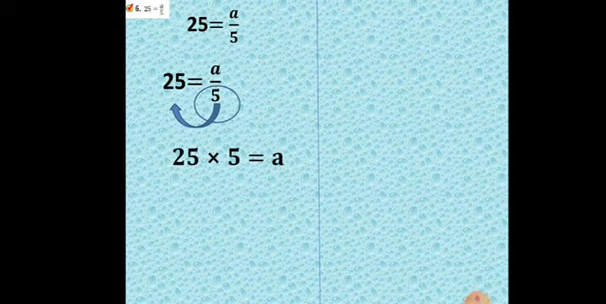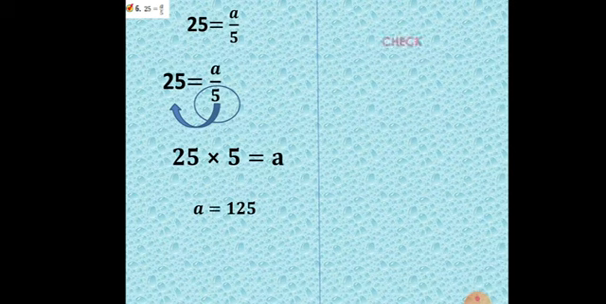Multiply. So what happens when the 5 moves to the other side? It becomes multiply by 5 because it's divide. So the opposite of divide is multiply. So we are simply going to multiply 25 by 5. So that's going to give you 125. Whether you write a equals 125 or 125 equals a, it's the same.